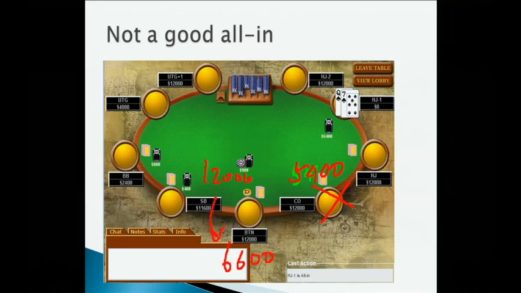6,600 in the pot, but 5,400 of his is still in the middle, and essentially there's this 5,400, and your 5,400, and you're only against his hand, and if you win, you get all the money. So you actually triple up instead of double up. So that's actually a good incentive. But that's a good observation.